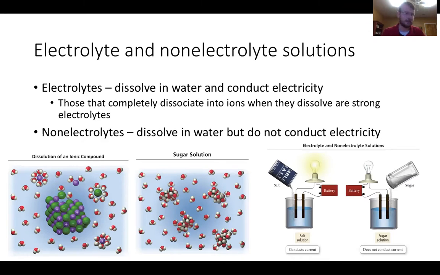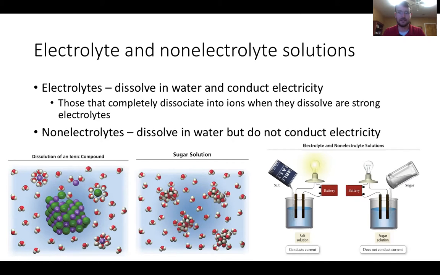There are some electrolytes that aren't strong electrolytes, and they won't completely dissolve, and we'll talk about those in a minute. Then there are non-electrolytes. Non-electrolytes dissolve in water, but do not conduct electricity. Things like sugar. If you were to dissolve sugar in water and then try to complete a circuit with it, it won't work, as you can see in the little picture at the bottom of the presentation. These are electrolytes and non-electrolytes, and they can be strong or weak.